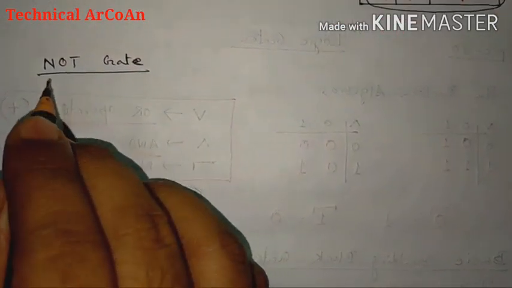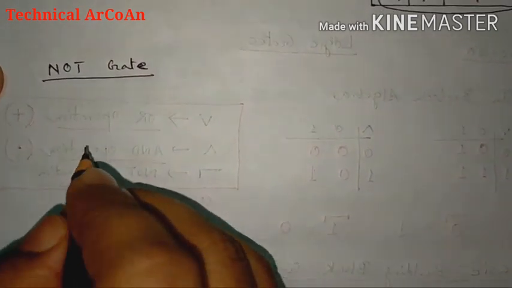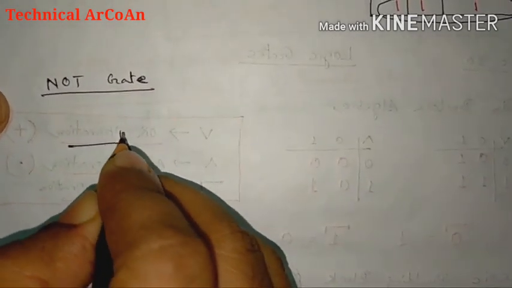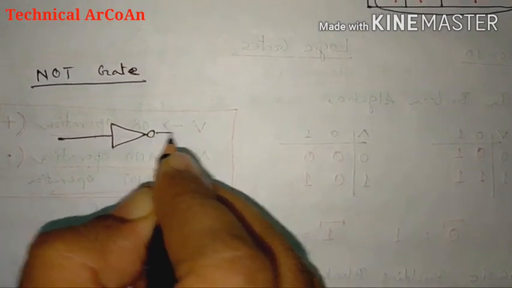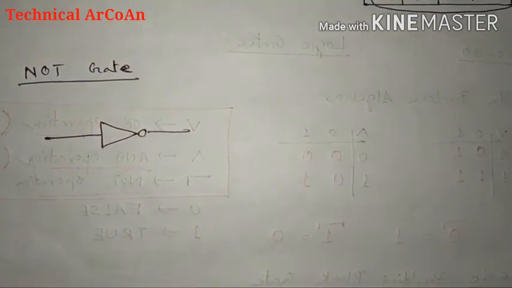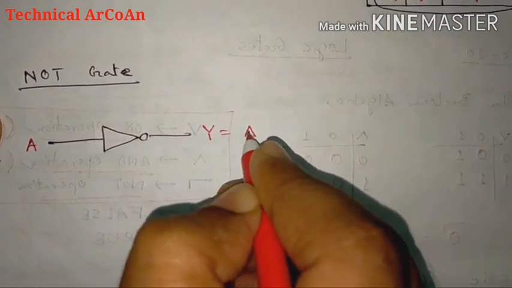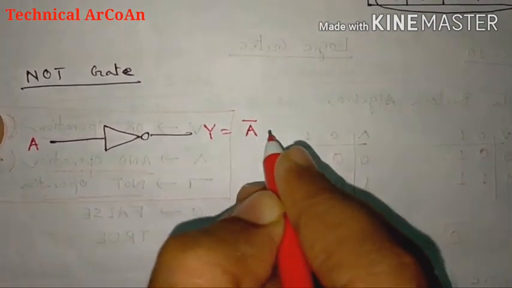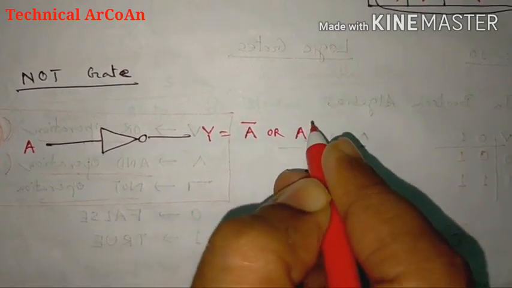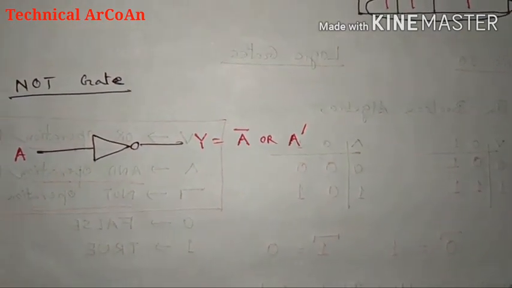Now the next logic gate is the NOT gate. We go for the block diagram of the NOT gate. It will be like that. The input is A, and what will the output be? We already told that NOT means complement. You can write it this way or that way, and you can follow any one.